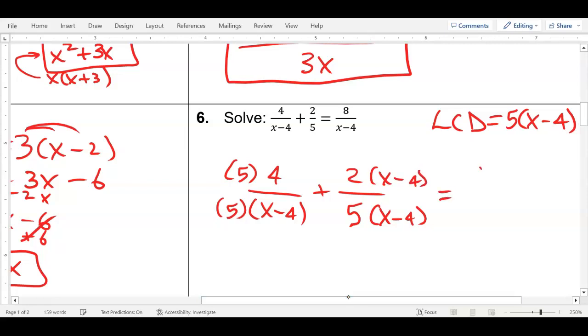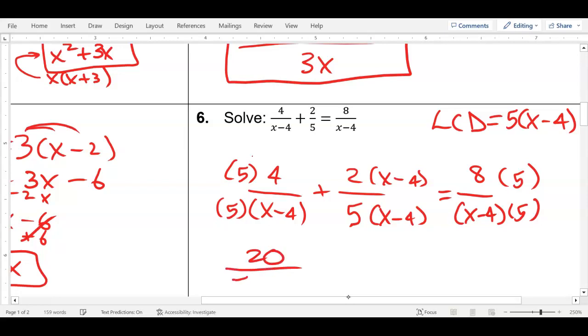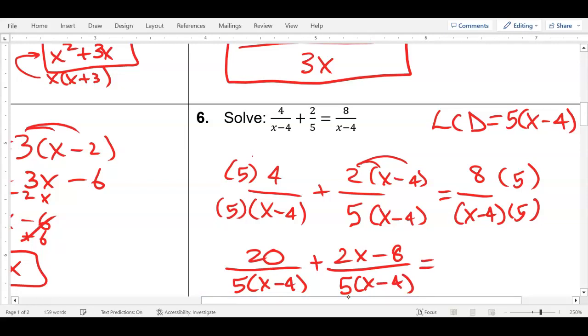And the other side of the equation already has x minus 4, so you're going to need to multiply by 5 on the bottom and the top. So let's do that math. 5 times 4 is 20 over 5x minus 4, plus 2 times x is 2x. 2 times negative 4 is negative 8 over 5x minus 4 equals, and 8 times 5 is 40 over 5x minus 4.